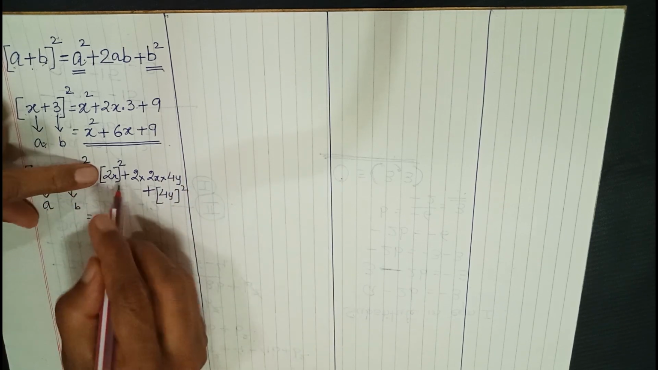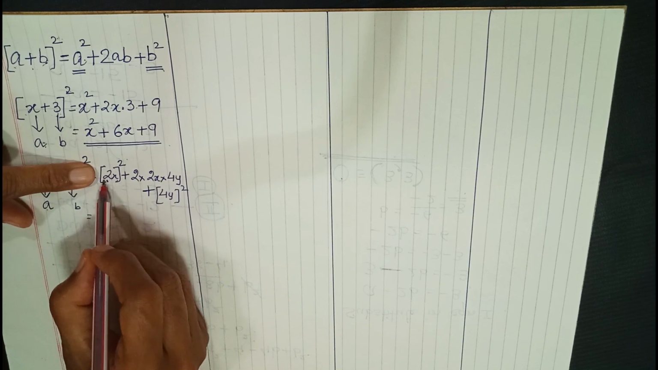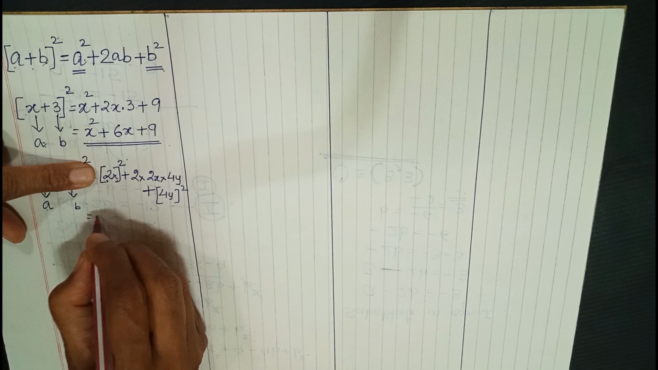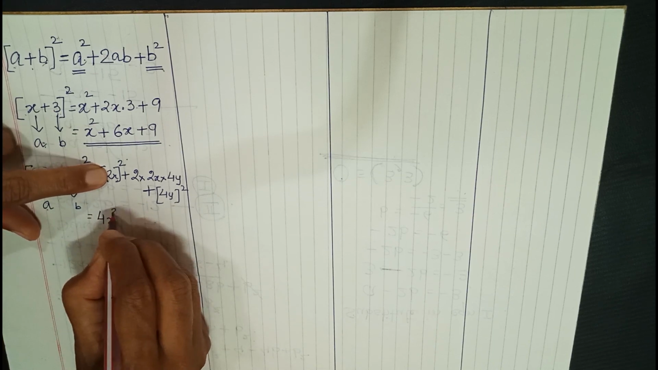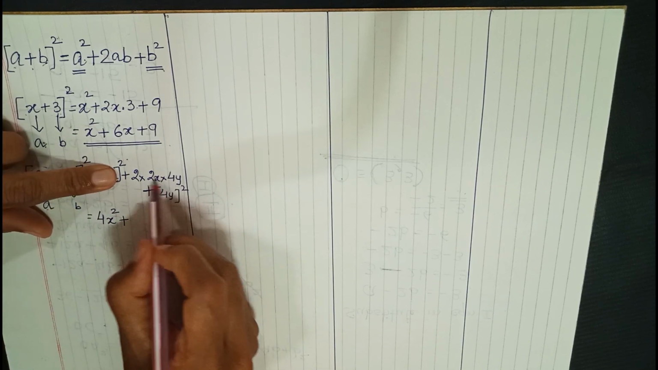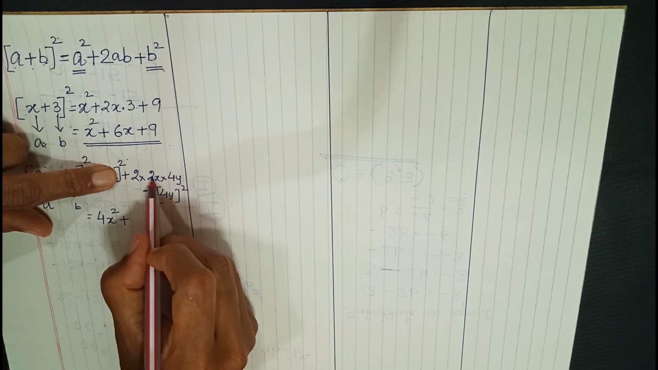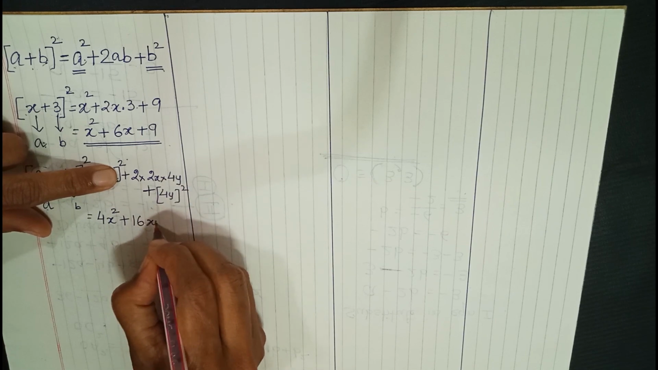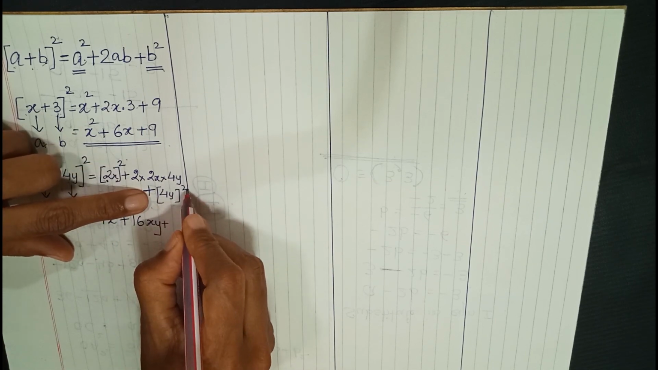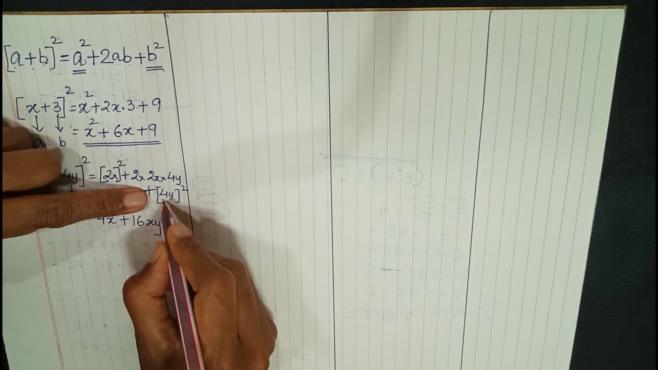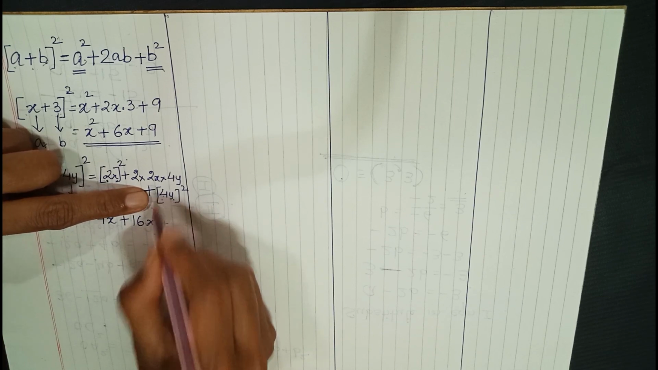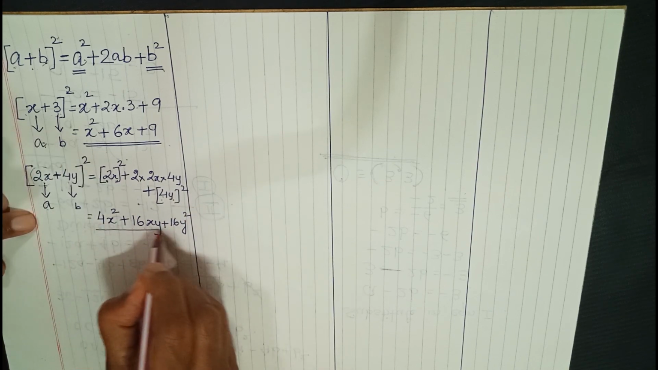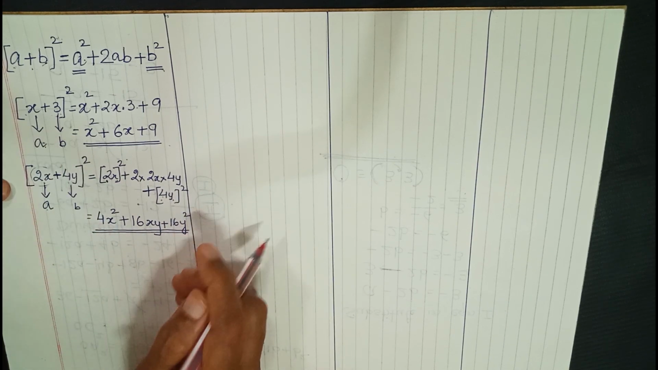So let's open this now. (2x) raised to 2: you have to square both the terms which are inside the bracket. So 2 square means 2 into 2, which is 4, and x becomes x square, plus. Now we will multiply all these numbers that we have. 4 into 2 is 8, 8 into 2 is 16, x into y is xy. And again here, this square is for both 4 as well as y, so we square both the terms. 4 square means 4 into 4 is 16, and y into y is y square. So this is how we expand (a plus b) the whole square.